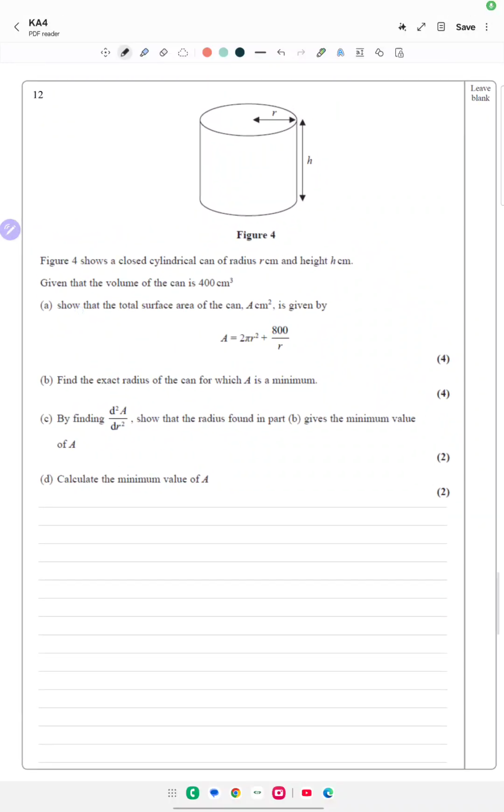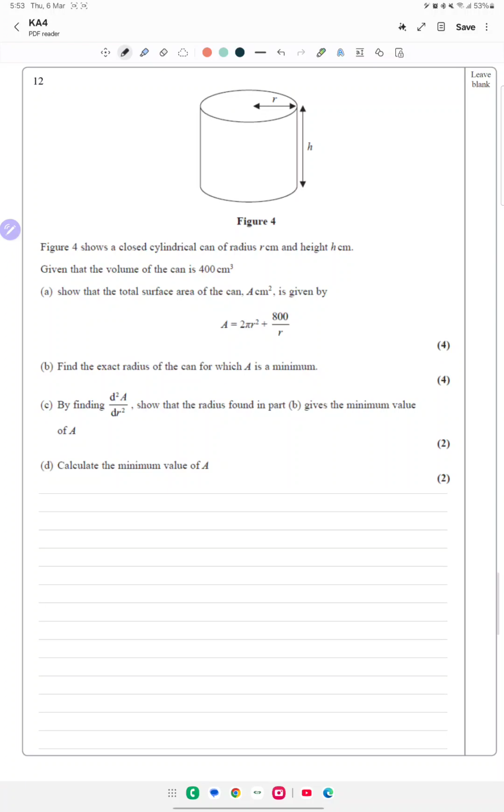Okay, so question 12 of KA4 for maths. We've got this cylinder, radius r, height h, given the volume is 400, show the area is this. Now, general advice for these kinds of questions is parts A are often a bit awkward. Students normally struggle a bit with it. B, C and D are really standard. That is, find it, and it's almost always this pattern.